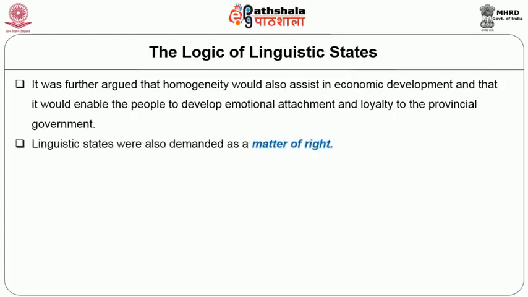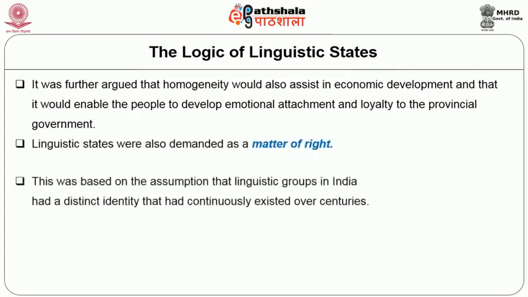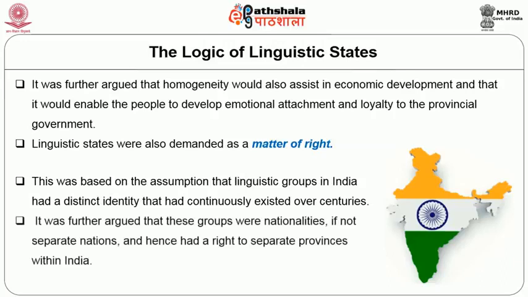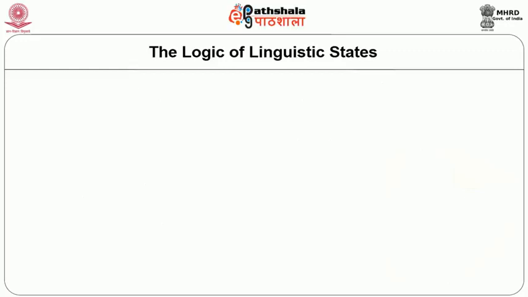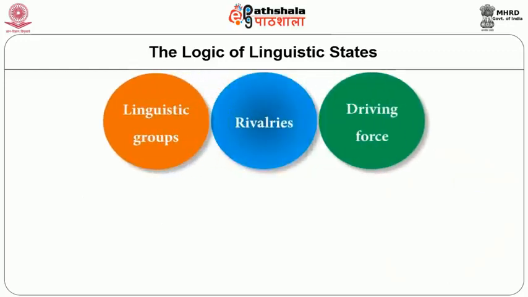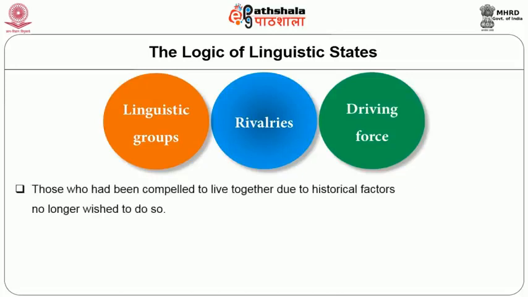Linguistic states were also demanded as a matter of right. This was based on the assumption that linguistic groups in India had a distinct identity that had continuously existed over centuries. It was further argued that these groups were nationalities, if not separate nations, and hence had a right to a separate province within India. But more importantly, rivalries between the competing linguistic groups were the driving force behind these demands. Those who had been compelled to live together due to historical factors no longer wished to do so.